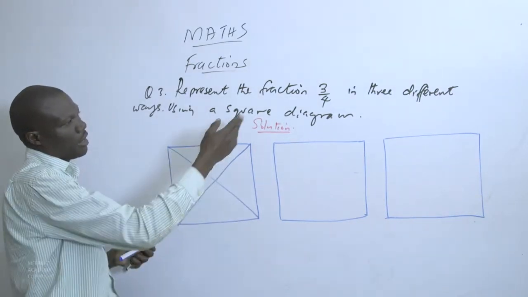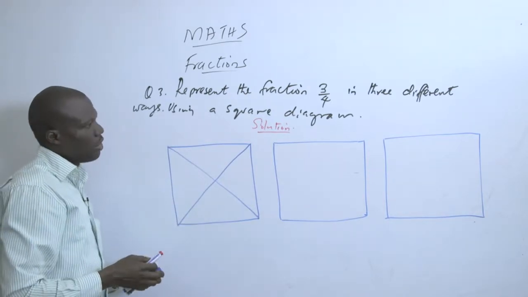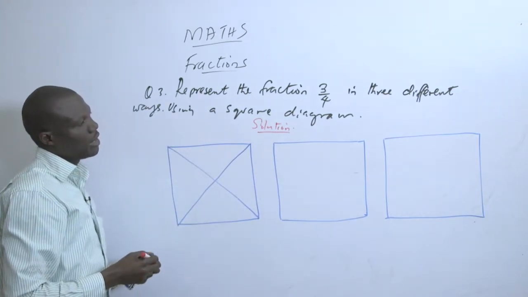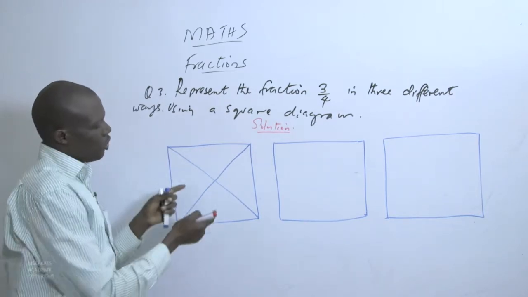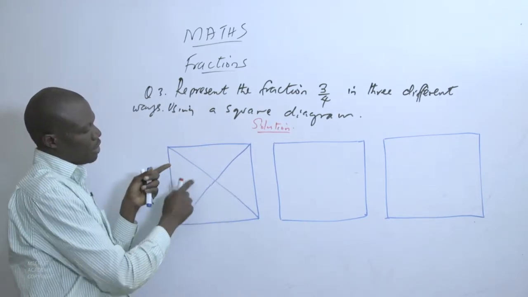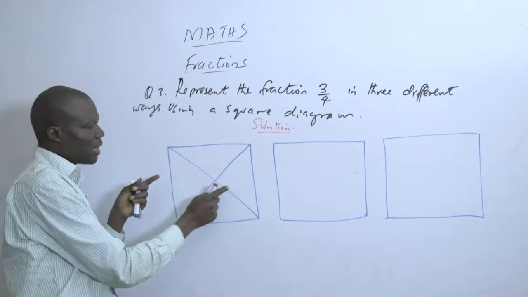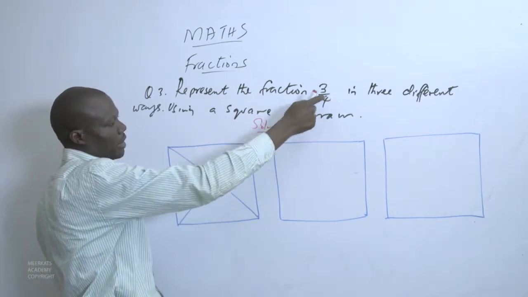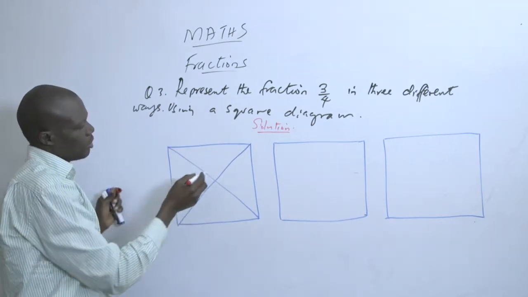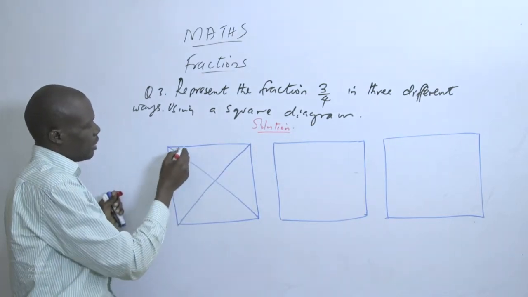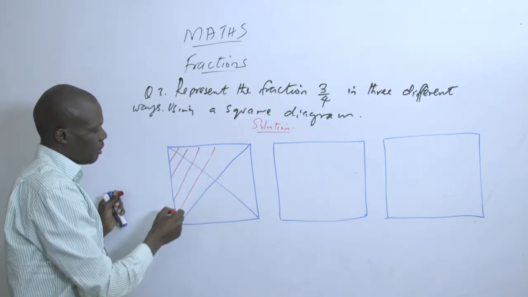And then they are asking us 3/4, which implies that we have to select 3 pieces out of 4. You notice that now from the division, we have 4 equal parts, which forms our denominator, but we want the numerator which is selected, and that is 3. So we shall shade what we shall require.